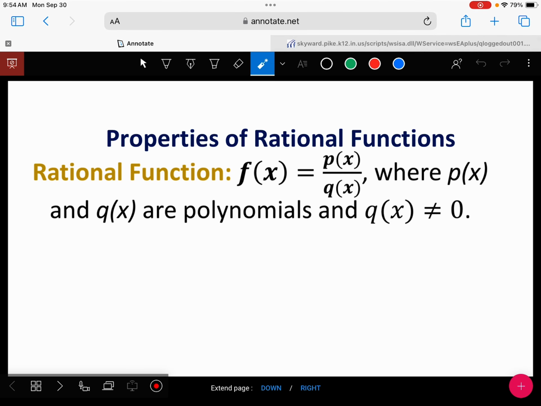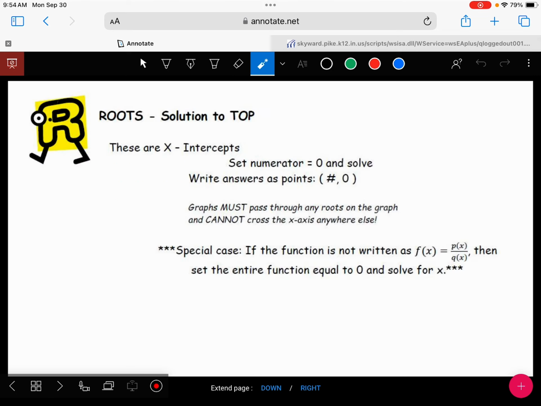So now we're going to start graphing rational functions. A rational function can be defined by any function where you have two polynomials being divided by each other, and your denominator cannot be 0. So we're going to start by finding the intercepts.